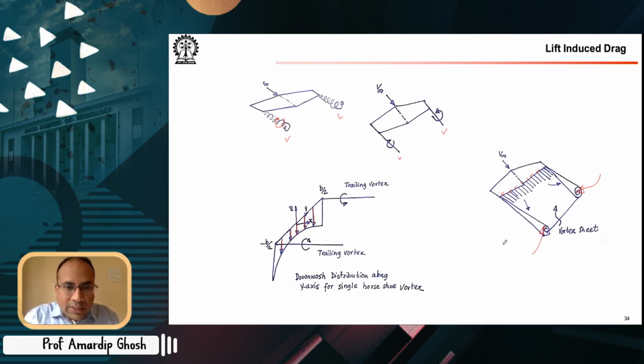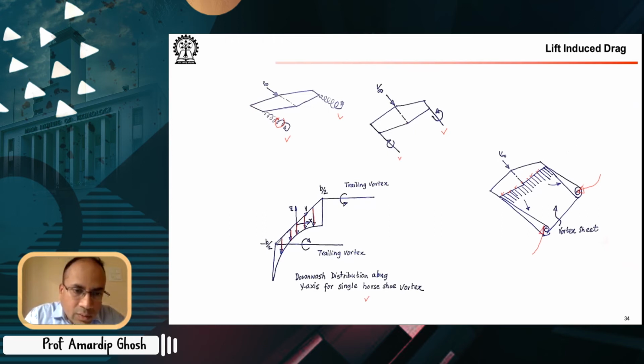So we will see that for a single horseshoe vortex, this is the distribution of downwash. Whereas if you have a series of trailing vortices, then your downwash distribution will be different, because of course you have to take into account the effect of each of these vortex filaments on the downwash, and run an addition.